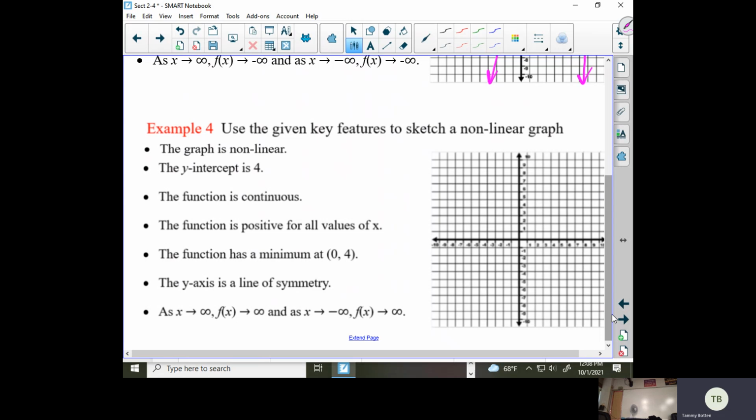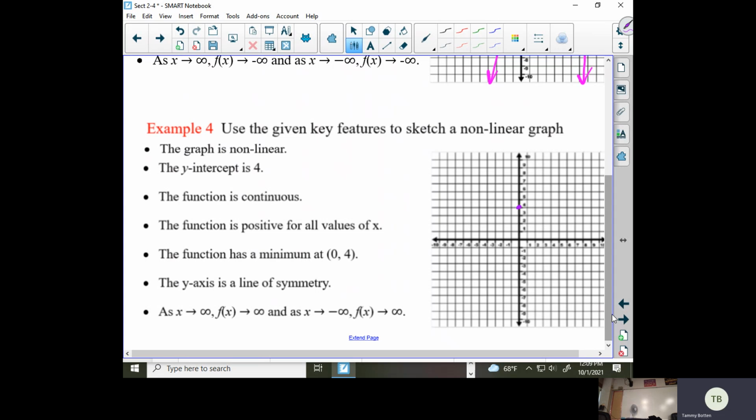Now here it says we have a linear function again. The y-intercept is 4. The function is continuous. The function is positive for all values of x. So what that means, my graph has to be up here. It can never be below the x-axis. And it says the function has a minimum at (0, 4). So what that means is this is the lowest point on my graph, okay?